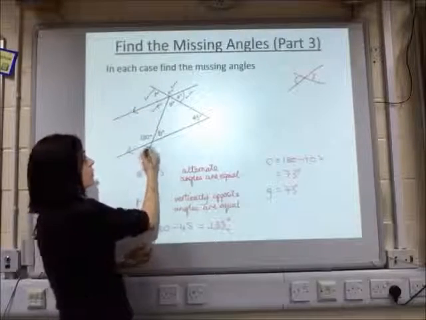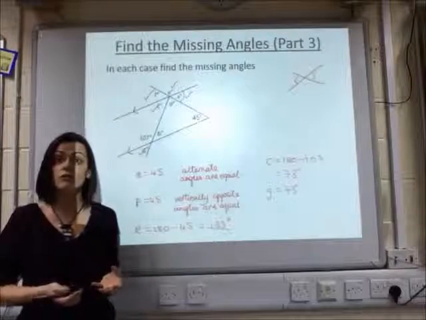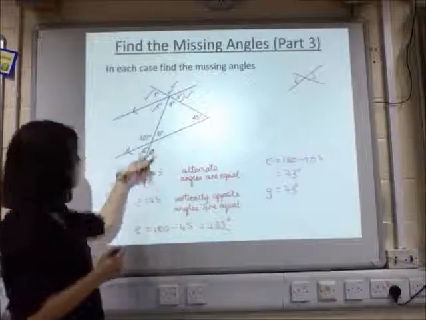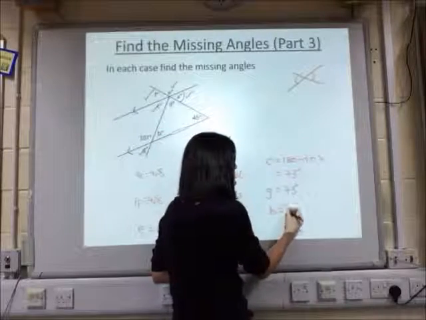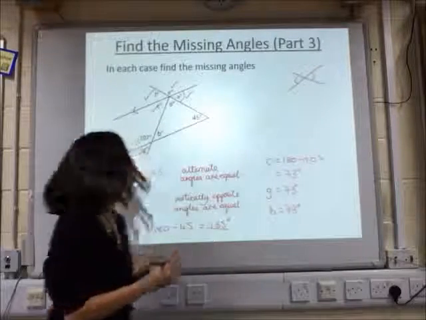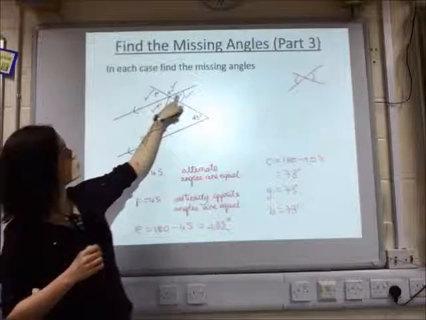So there's not only one correct answer for these ones, there's lots of different reasons you could give, and as long as it's a correct reason, that's fine. Then we've got B being vertically opposite to G, so B is also 73 degrees. We've got that one.